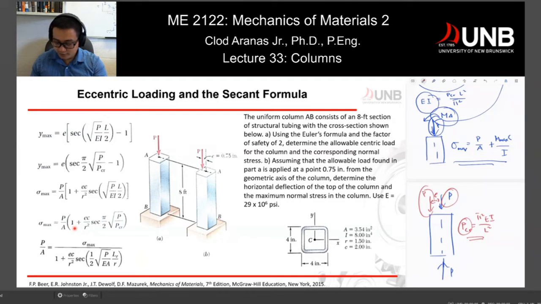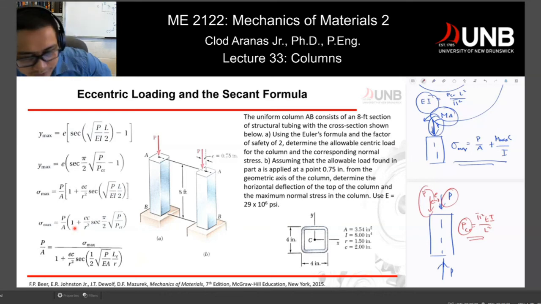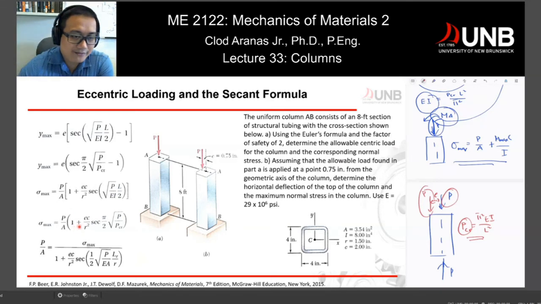Question, class, before we move? Okay, so now let's solve this problem. So let's say we have this column. So for case letter A, you can see that P is applied exactly along the center line of our rectangular cross-sectional area. Now, for letter B, you can see there's a certain offset, so your P is applied a little bit off from the center, and the distance is 0.75 inches.